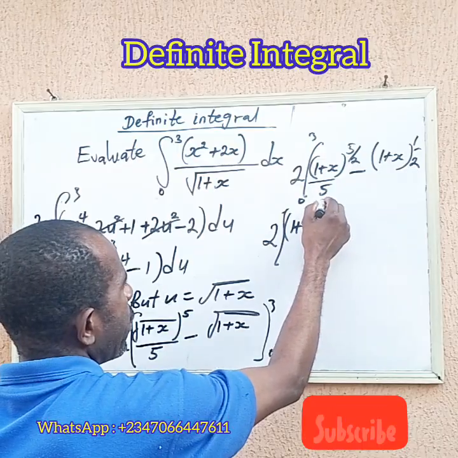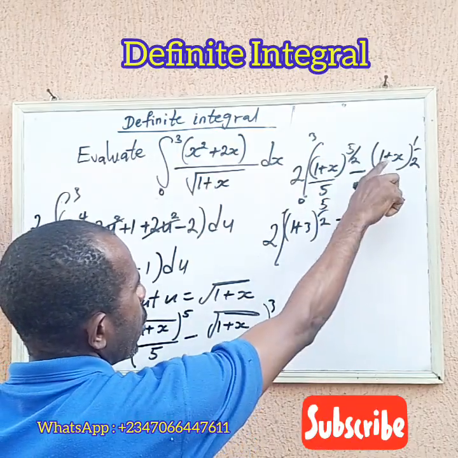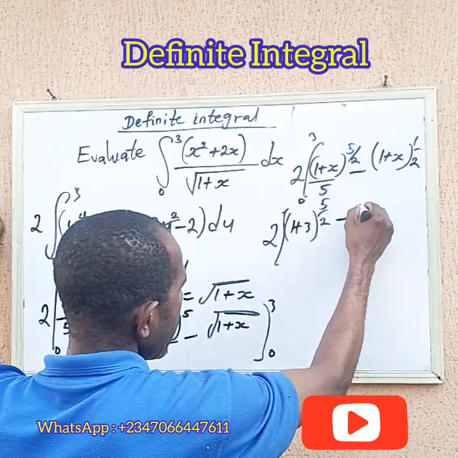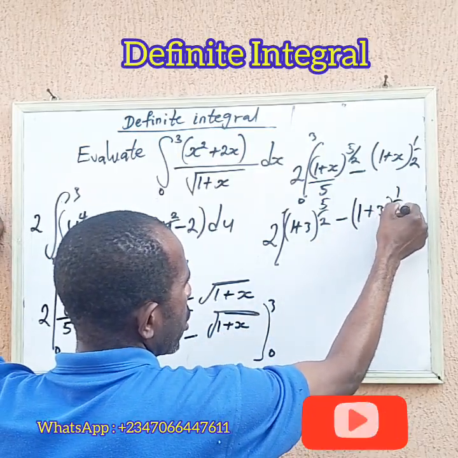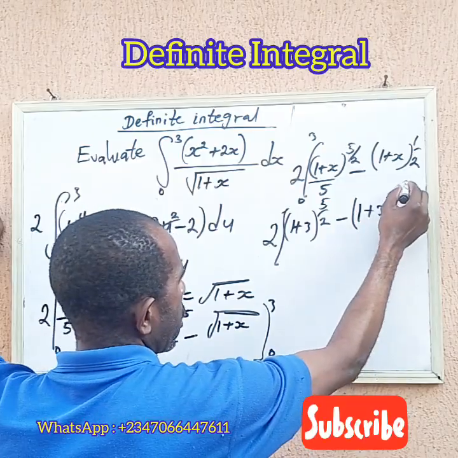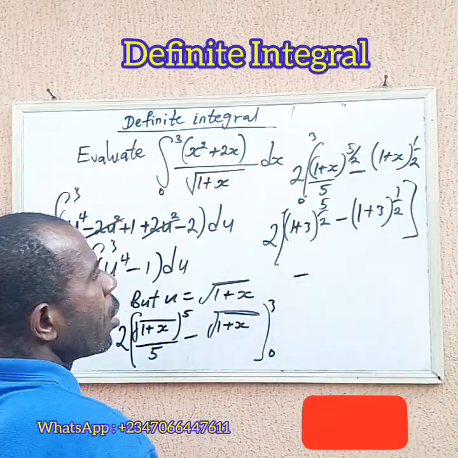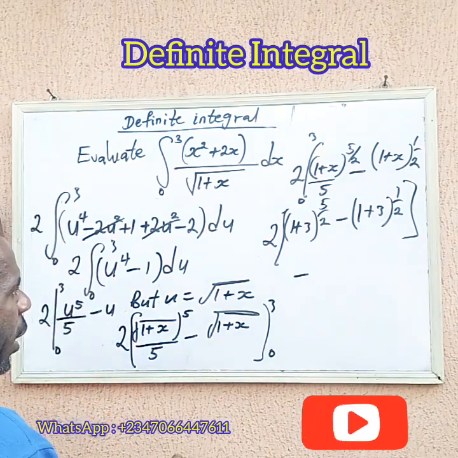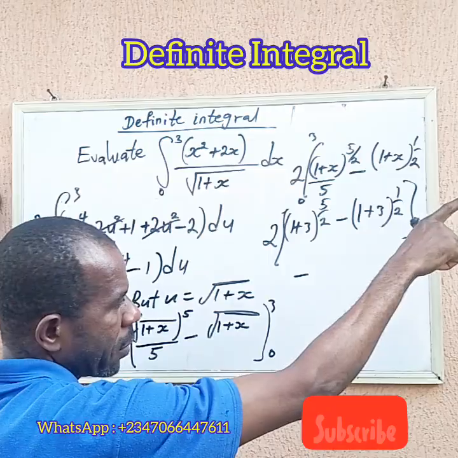Raised to power 5 over 2. Good. Then minus, here we have 1 plus 3 raised to power 2. Okay. So this one is for the upper limit. Now let us subtract the lower limit, which is when x is 0. Good. Remember, this 2 is multiplying everything, all right?